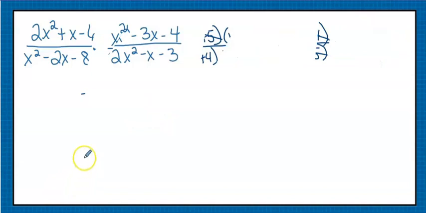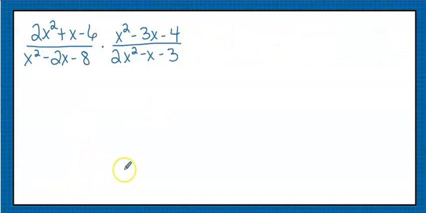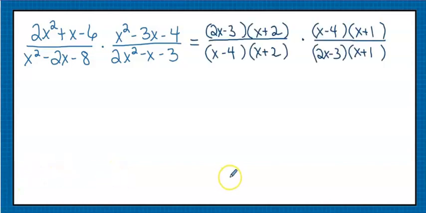Okay, I think this is the last one in this section on multiplying. I would encourage you again to pause the video and then come back and see if you factored it correctly. So these are what your factored forms look like, and we'll go ahead and do the domain restriction. X cannot equal 4. X cannot equal negative 2. This would be 3/2. And then the last one would be negative 1. So x can't equal any of these.